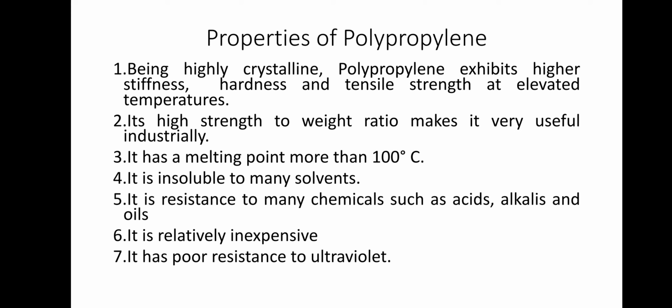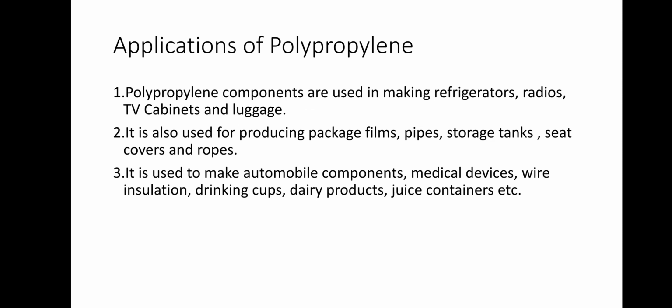Properties of polypropylene. Polypropylene is highly crystalline, similar to metals, and exhibits high stiffness, hardness and tensile strength even at elevated temperatures. It has a high strength to weight ratio, making it very useful industrially. It has a melting point of more than 100 degrees Celsius. It is insoluble in many solvents and resistant to many chemicals such as acids, alkalis and oils. It is relatively inexpensive and has poor resistance to ultraviolet.